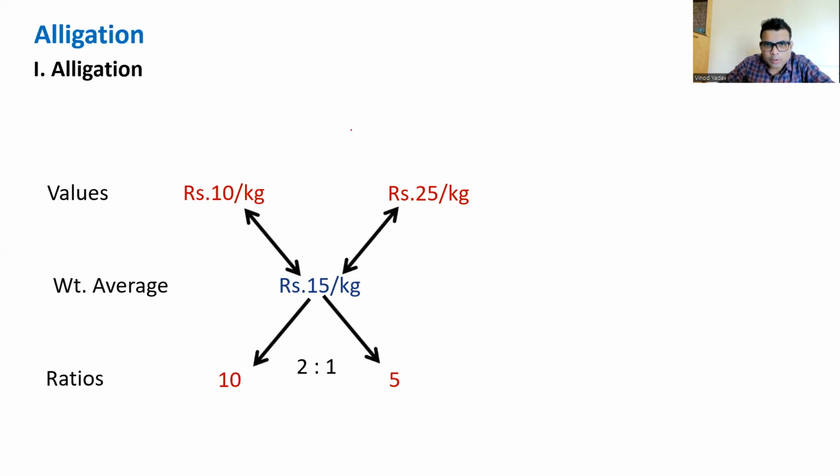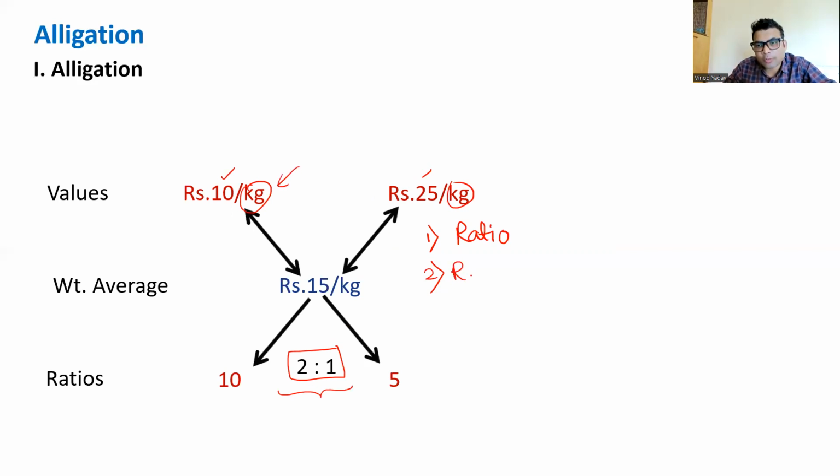Correct? Also remember a few key things. First thing, when do we need to think about allegation? When ratio is asked. Then always think of allegation as one of the best approaches. Second, the ratio which you get at the end is ratio of what? Is it the ratio of the values 10 and 25? Of course not, right? Ratio of 10 and 25 is 2 is to 5. Why will I have to do all this? This is the ratio of kgs, that is the quantity which is there in the denominator over here. So whenever we apply allegation, the ratio which you get at the end is the ratio of the denominator quantity.